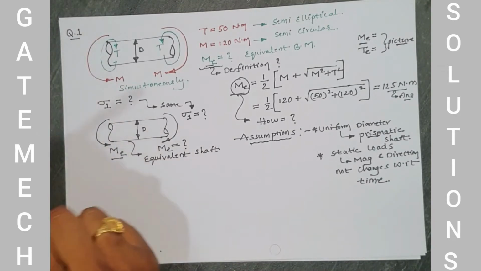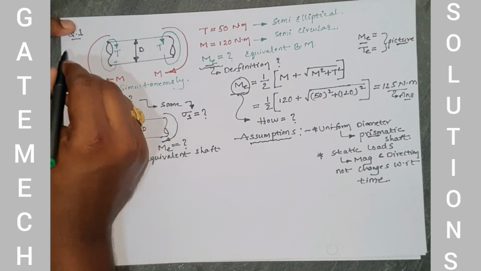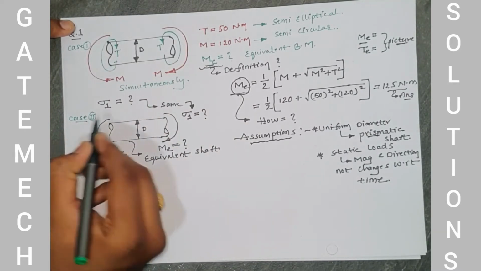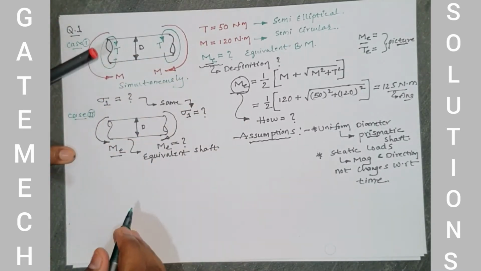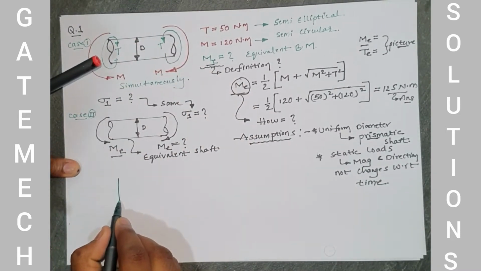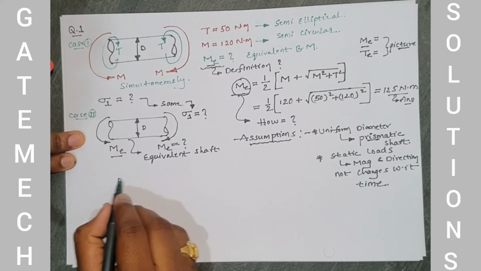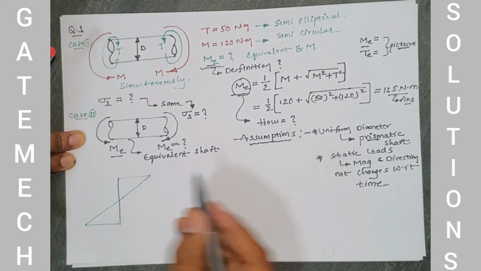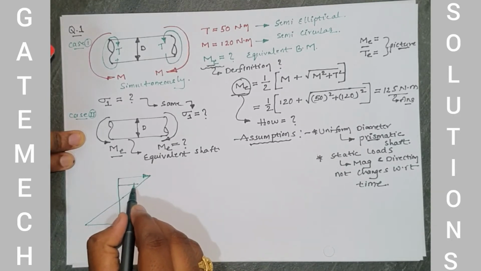Yes. Now, case 1 I am taking, and this is case 2. For case 1, because of the bending moment, if you look at the bending stress distribution, that seems to be like this. Bending stress distribution seems to be two similar triangles.